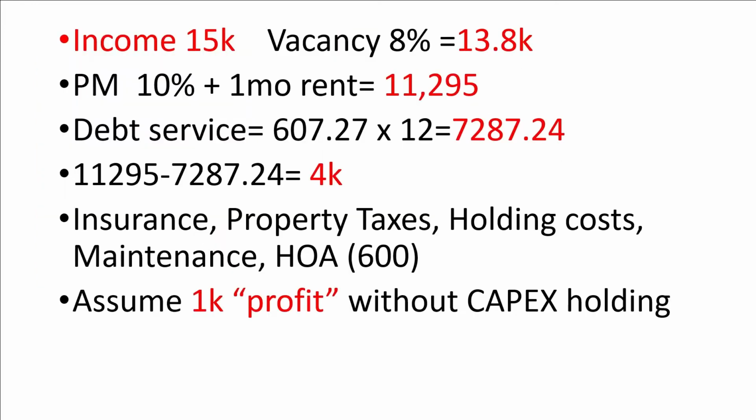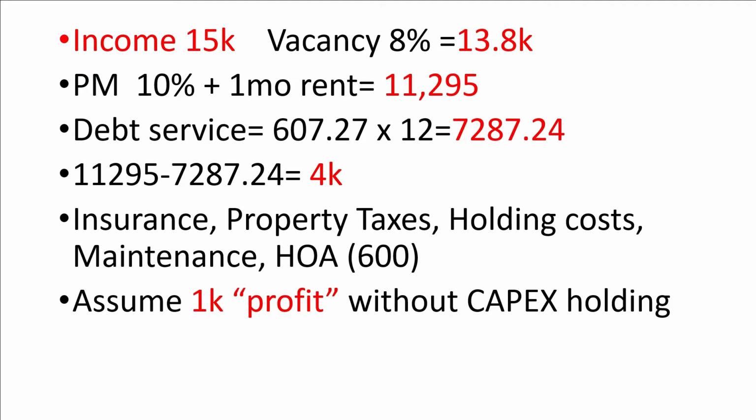Income's $15,000. Vacancy is 1 month a year. That doesn't mean that you might not get renters that are staying for multiple years, but again, we want to make sure that we're going to be cash flowing. So we want to make sure that we're accounting for the worst case scenario. This thing sits empty for a month every year. So you have vacancy of 8%. So now your income's down to $13,800. Now, if you get a property manager, they're going to take 10% plus 1 month's rent. It moves your income now down to $11,200 or $11,300.